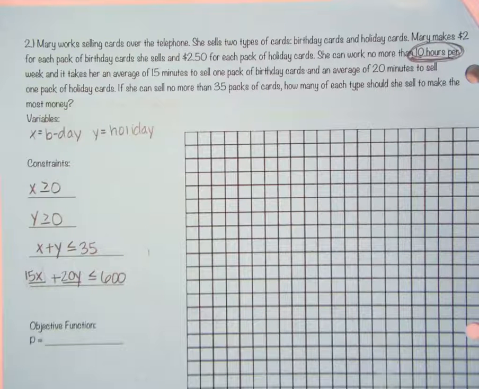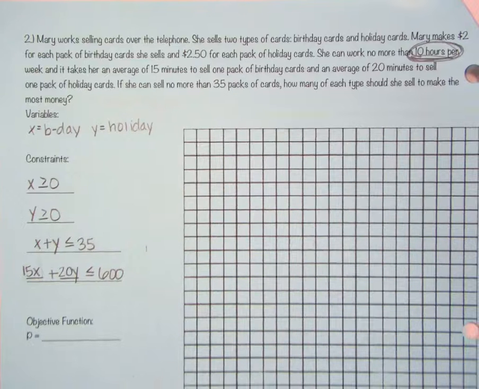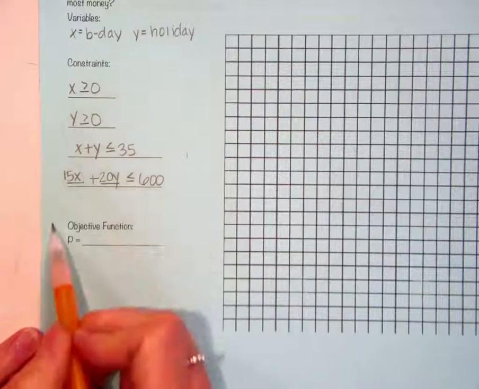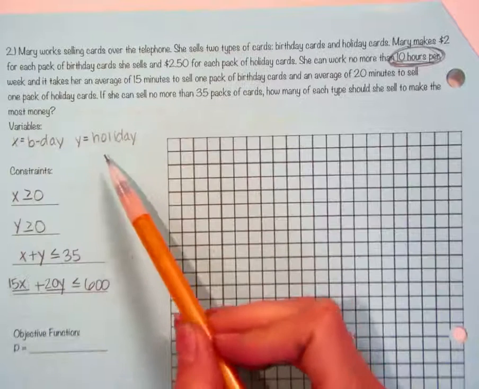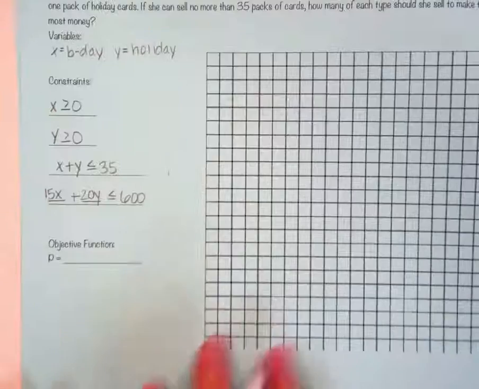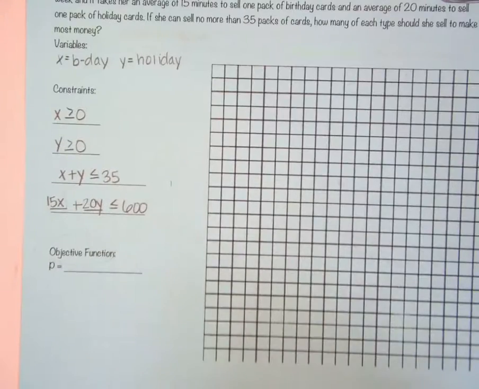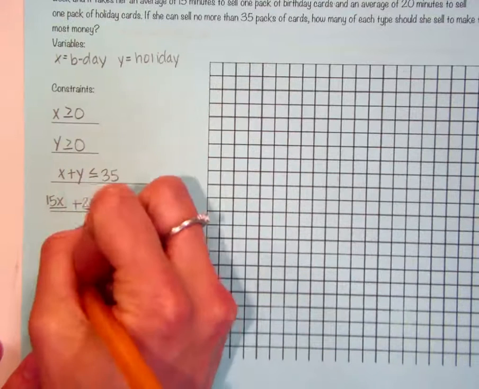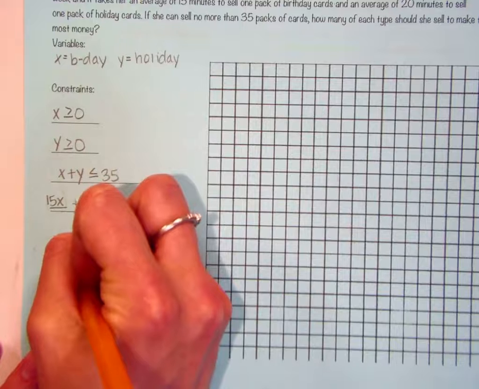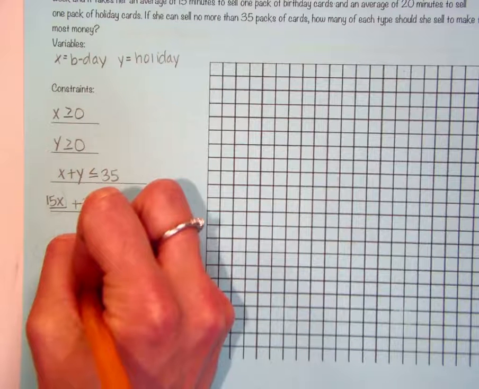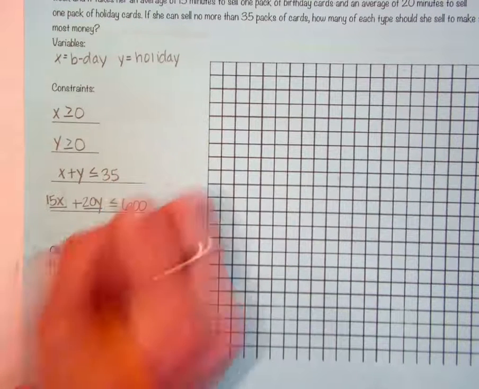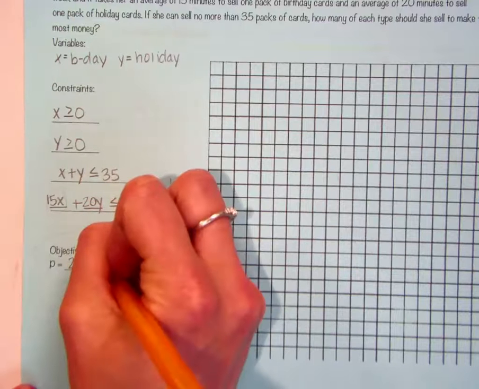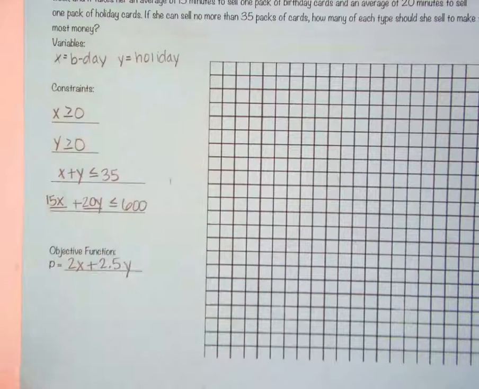Any other questions about your constraints? All right, so our objective function tells us how much we're going to be maximizing, in this case, our profit. So Sam, how much does Mary make for each pack of birthday cards? $2 for every pack of birthday cards. And then Caleb, how much does she make for each pack of holiday cards? $2.50. So that would be my objective function.